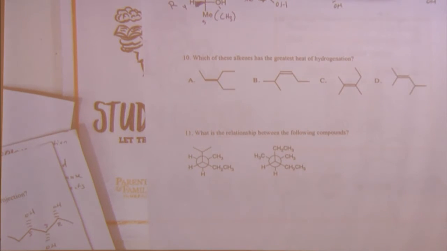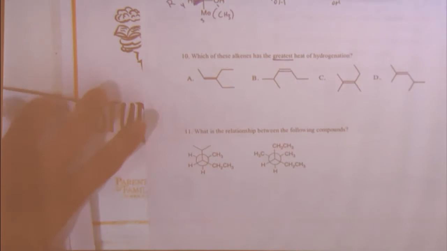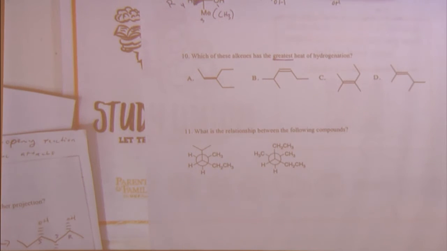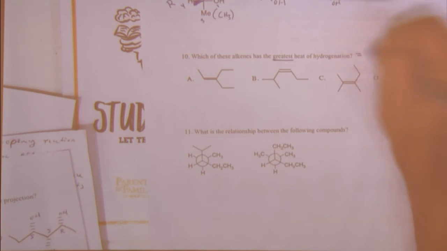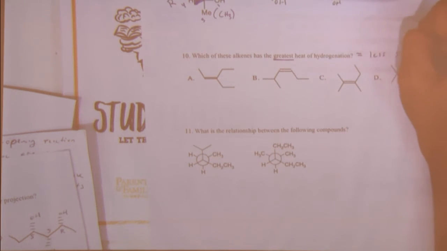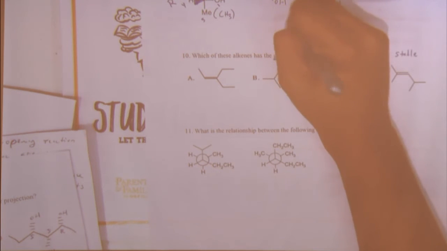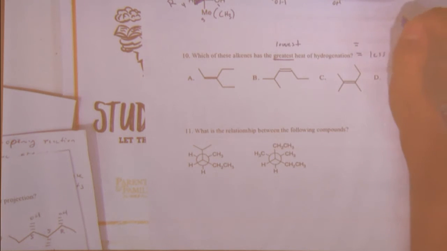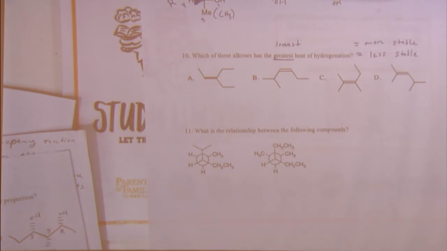Okay. So now, the next problem is dealing with heats of hydrogenation, and it's asking for the greatest heat of hydrogenation. Heat of hydrogenation has to do with energy. So if it's greater, that means it's going to be a less stable molecule, because energy and stability are opposite of each other. When something has more energy, it's less stable, and when something has less energy, it's more stable. Just as well, if they're asking for the lowest heat of hydrogenation, then you would be looking for the more stable products. I just wanted you to note that, just in case, but in this case, we are looking for the greater one.